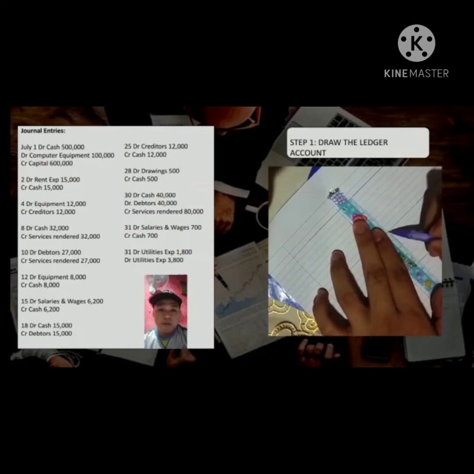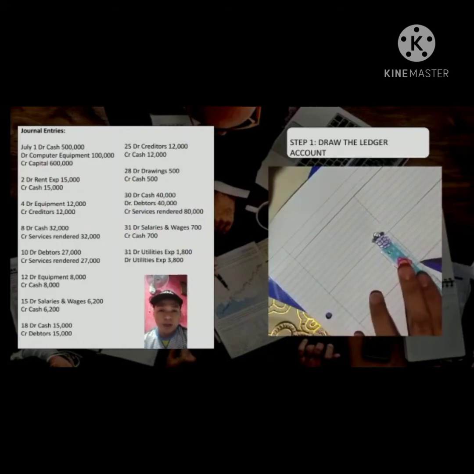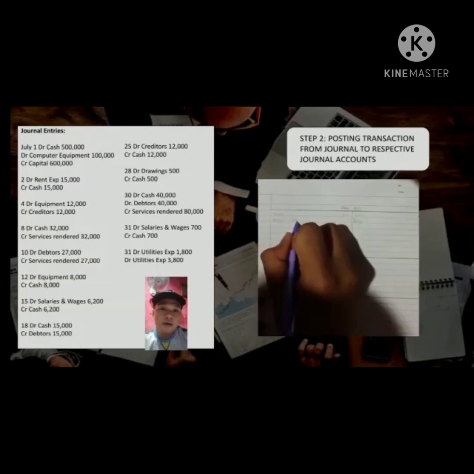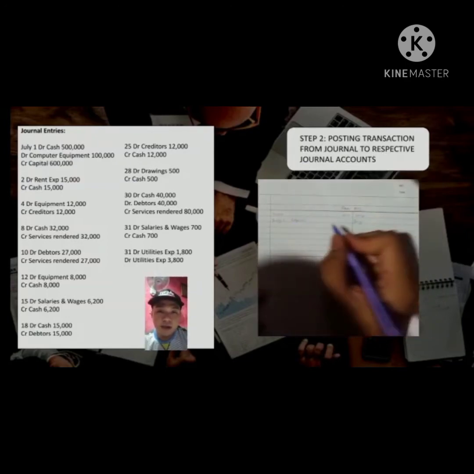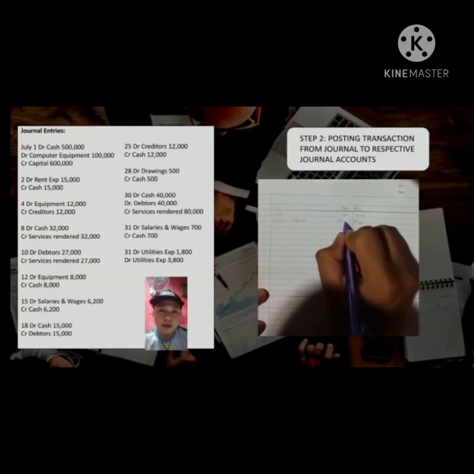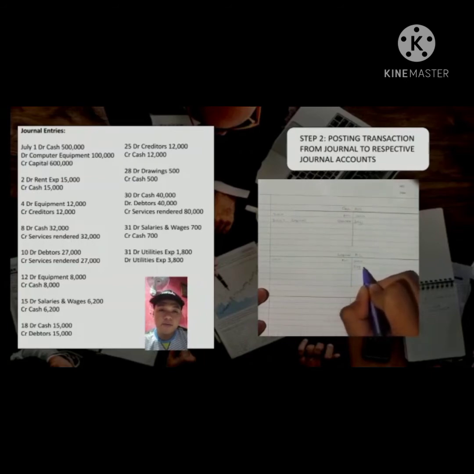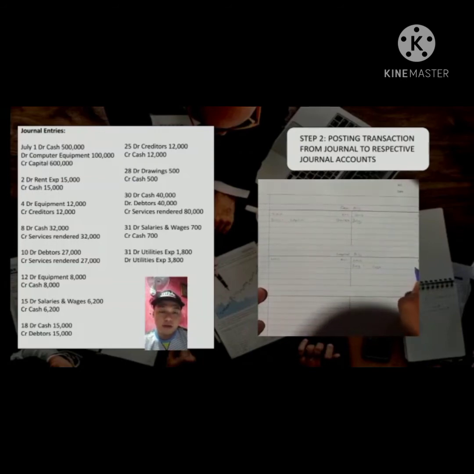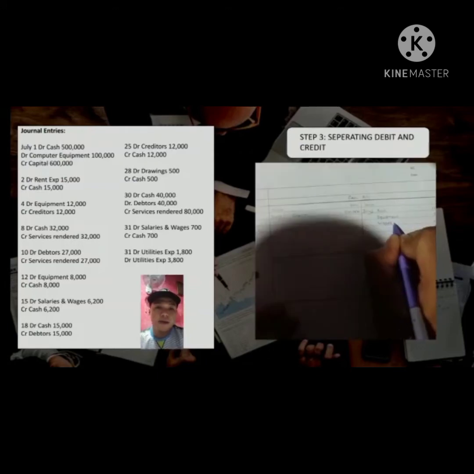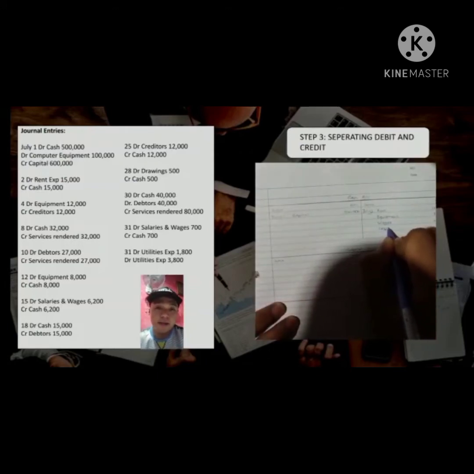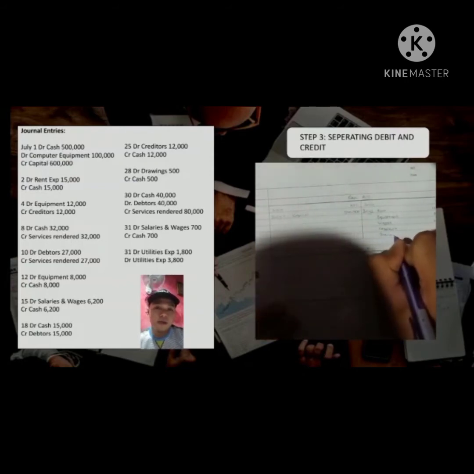The first step is we must draw the ledger account like this. It's called the T account. As we see here in the journal entries, they have a debit to cash and computer equipment account, and the credit side is the capital account. Then we need to open the cash account first and write the capital in the particulars at the debit side. Next, step number 3 is separating the debit and credit, which is you must write the transaction in the right place, which is debit at the debit side and credit at the credit side.